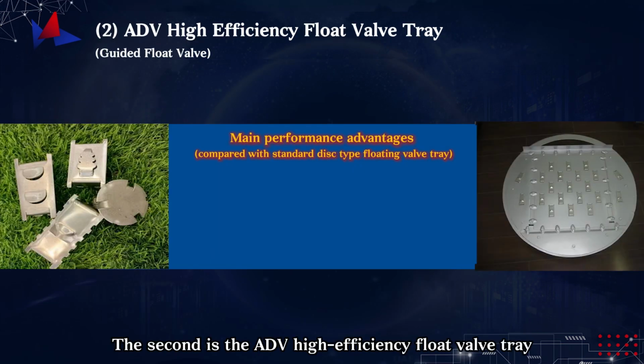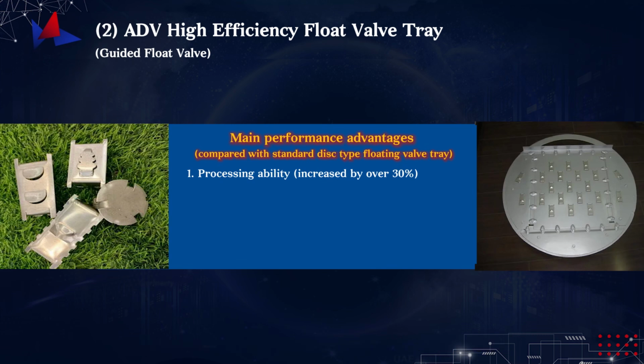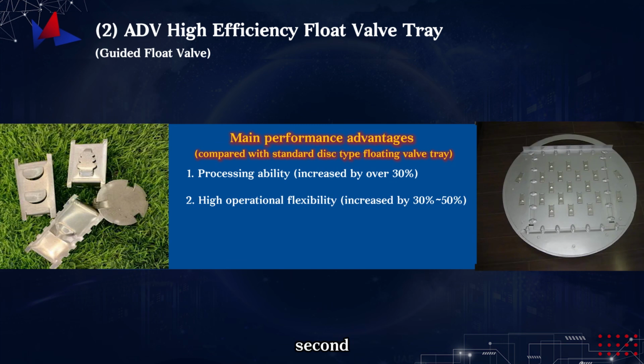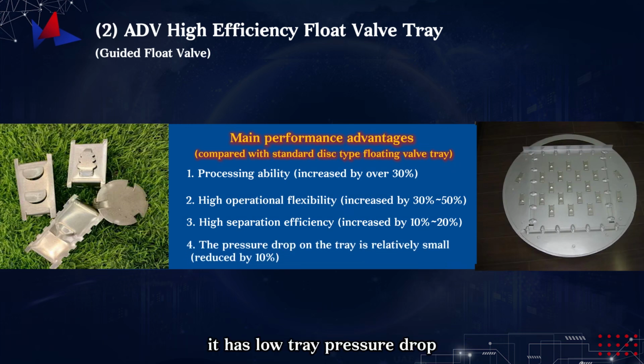The second is the ADV high-efficiency float valve tray. Its main performance advantages are as follows. First, it has a much higher processing capacity, which is over 30% higher than that of the disc-type float valve tray. Second, it offers wide operating flexibility. Third, it achieves high separation efficiency. And fourth, it has low tray pressure drop.